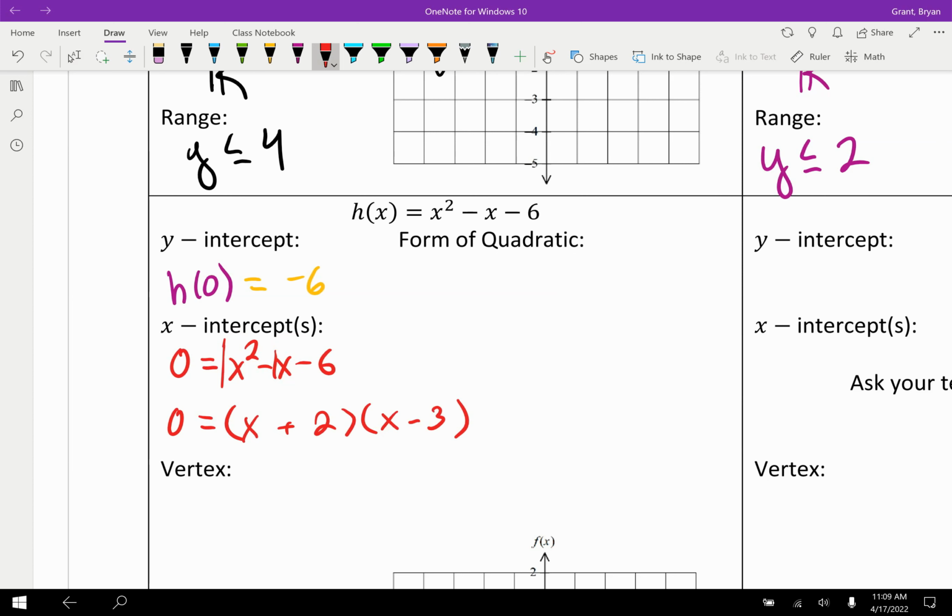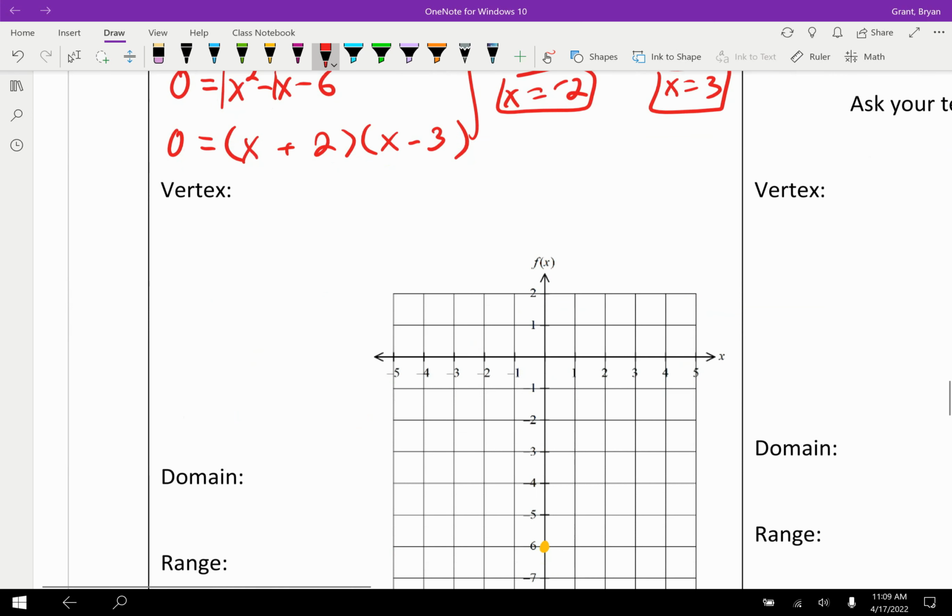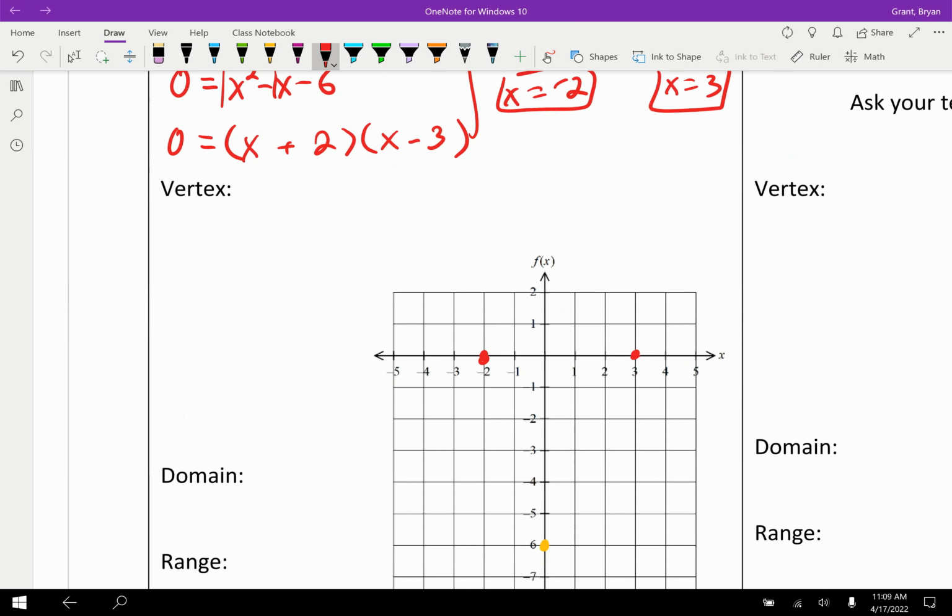Again, you could use a box to get here. Nothing too bad. Now we have two equations. X plus 2 equals 0 or x minus 3 equals 0. And I bet you can start to see that we get -2 and +3. So -2, +3. I like it.